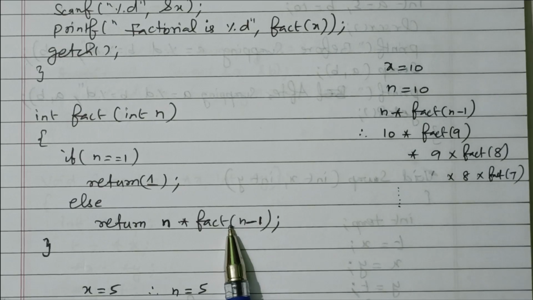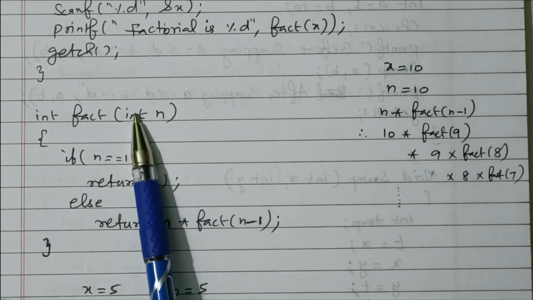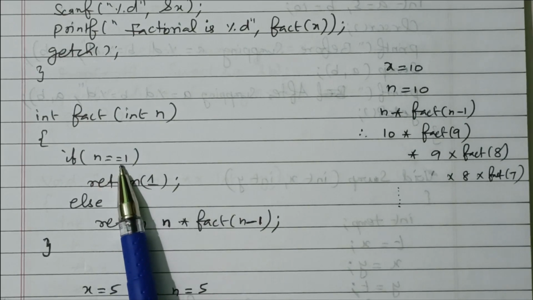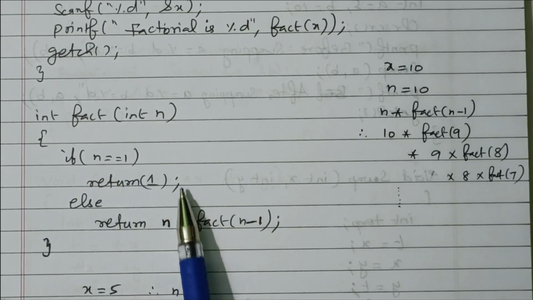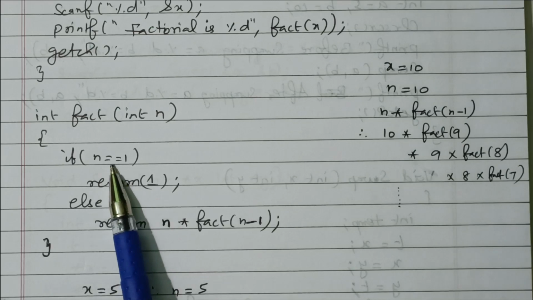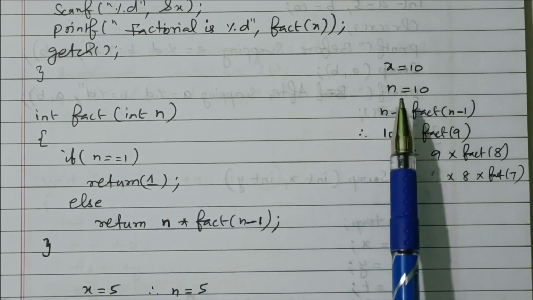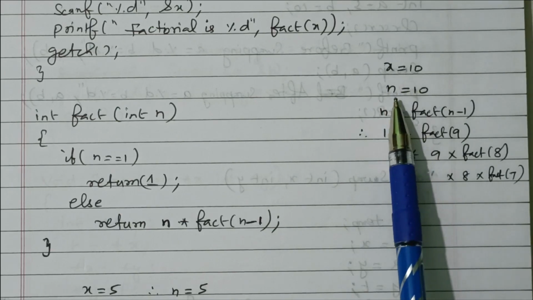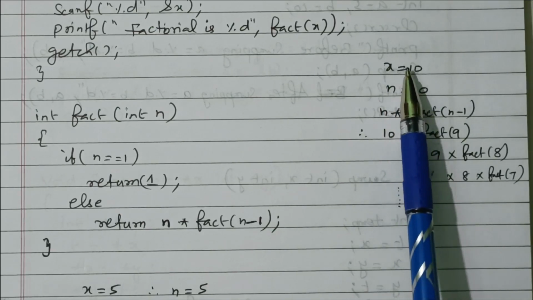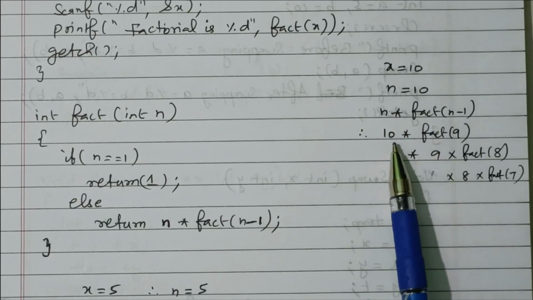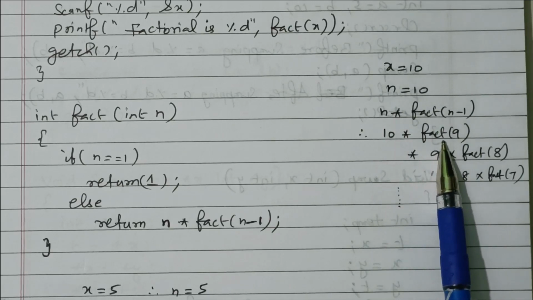Again factorial of 3 means again we are calling the same function. Again it will go like that. Until n equal to 1, it will call the function again and again. When n equal to 1, it will return 1. Now we'll see one example. x equal to 10, so n equal to 10. x will be stored here. n into factorial of n minus 1 means 10 into factorial of 9.